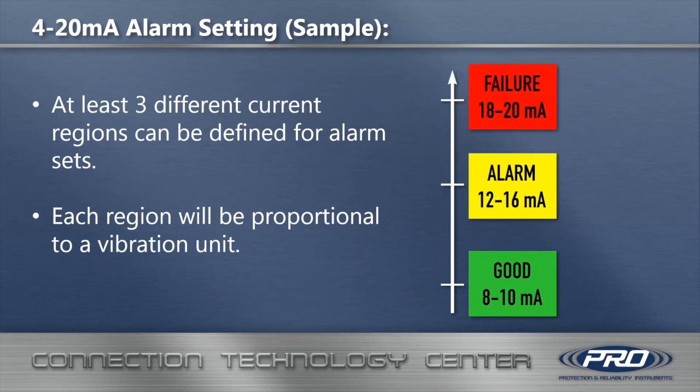This is just a sample of a 4 to 20 milliamp alarm setting. There can be at least 3 different current regions that can be defined for an alarm set. Each region will be proportional to the vibration unit. If you look to the right, a good vibration is 8 to 10 milliamps. An alarm would be 12 to 16 milliamps, which would mean that you would have to go and plug in to get a dynamic reading to figure out what the issue with the machine is. And a failure would be 18 to 20 milliamps, which means you should shut that machine off because there could be a catastrophic failure.